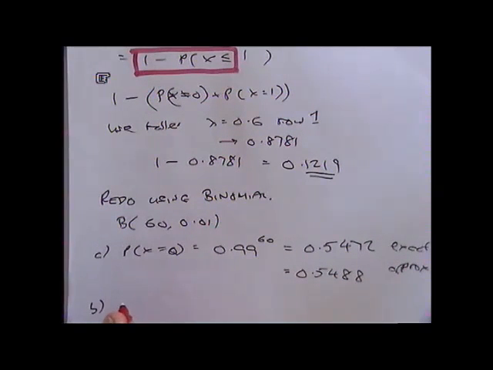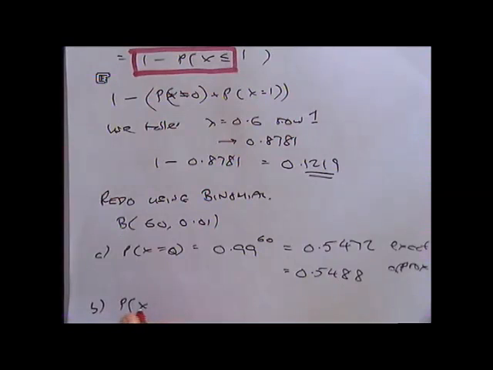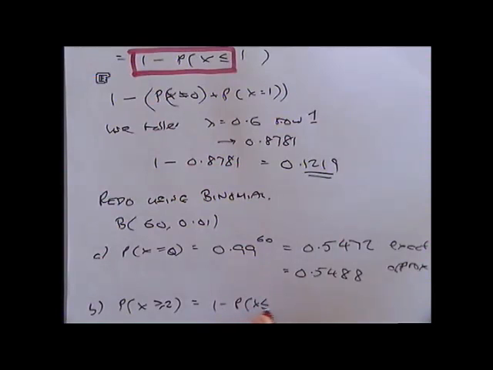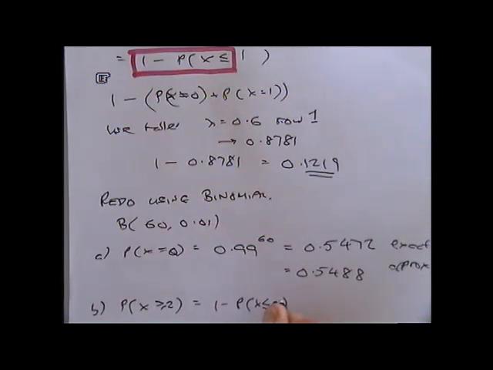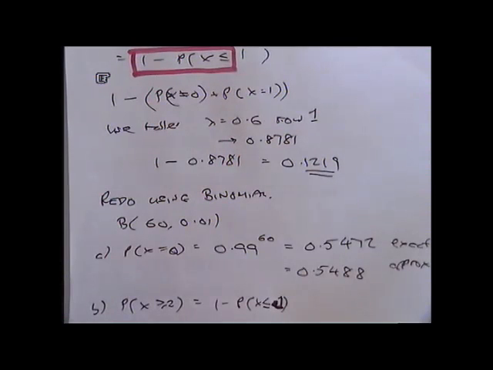And part B was the probability that it was greater than or equal to 2, which you need to turn round and say it's 1 minus the probability that it's less than or equal to 1. Sorry, I got that wrong. That's less than or equal to 1, isn't it? So you'll need the probability at 0, the probability at 1, add those together, take that result away from 1.